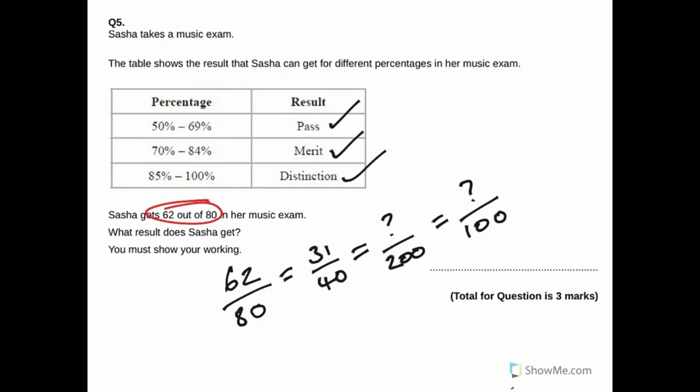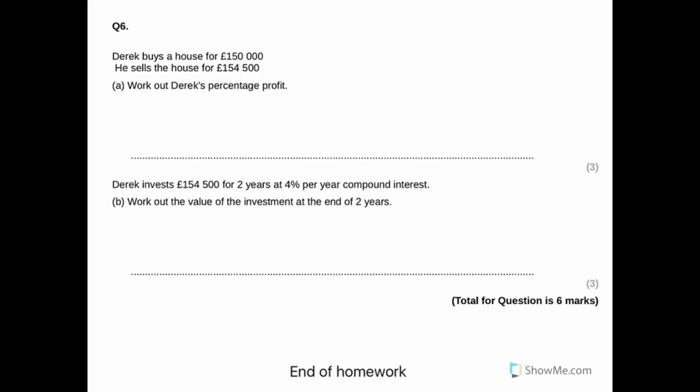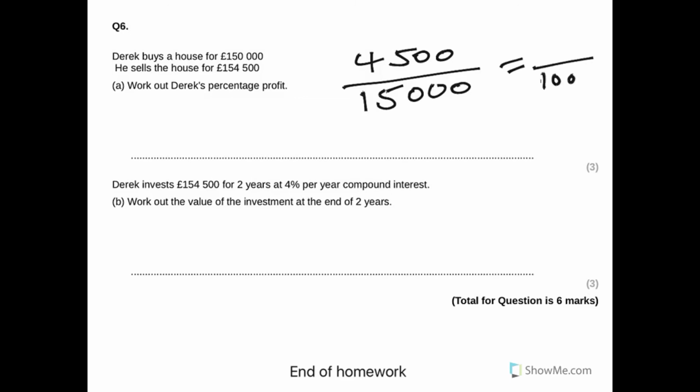Moving along. Derek buys a house, he sells it, he makes 4,500 profit. What's his percentage profit? Now you need to work out what 4,500 is out of the original amount that he spent on the house. I would try and work it out in some way, so I get 100 on the bottom. You've got to convert that fraction, simplify it, use equivalent fraction techniques until you end up with 100 as a denominator. Once you've got that, you've got your percentage.